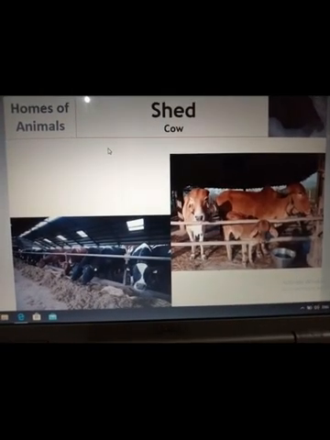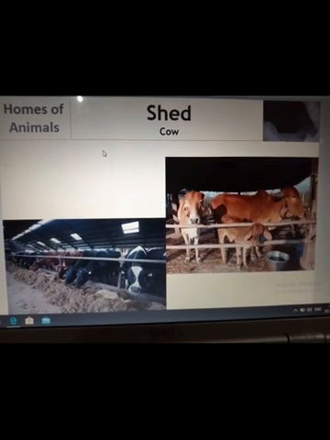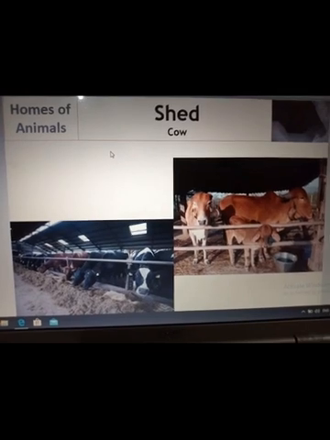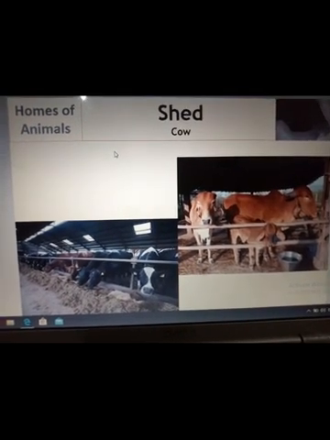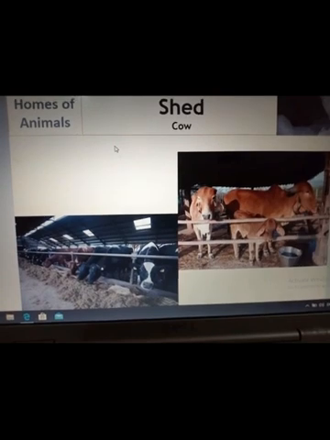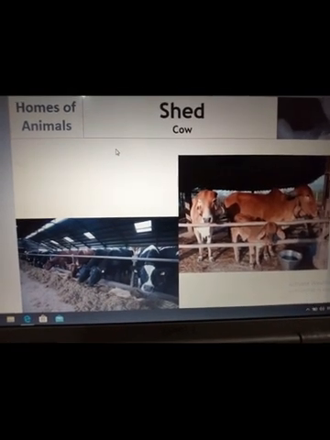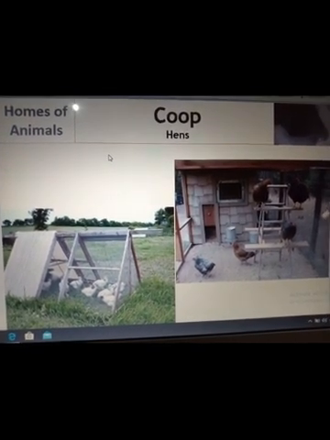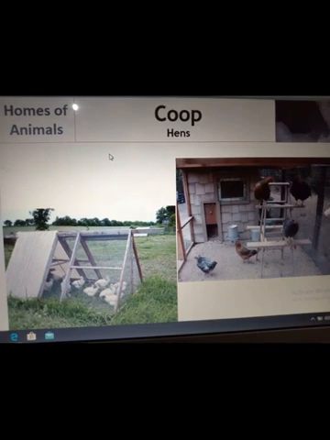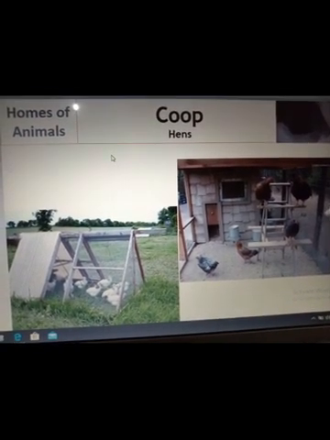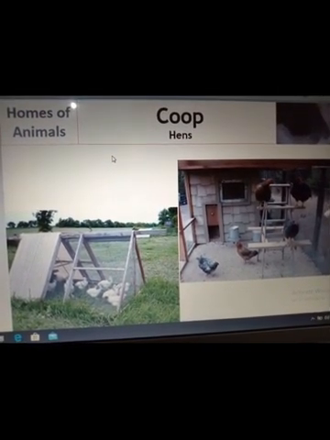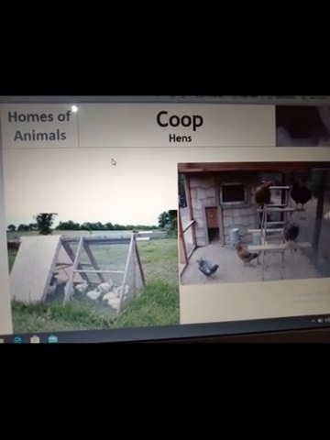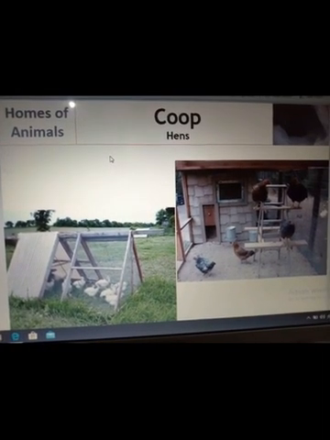The next shelter built by human beings is shed. Shed is an area for cows and buffaloes. So shed is a home for cows and buffaloes. Next is coop. Coop is a small area where hens are kept. So hens live in a coop. It is a shelter for hens.